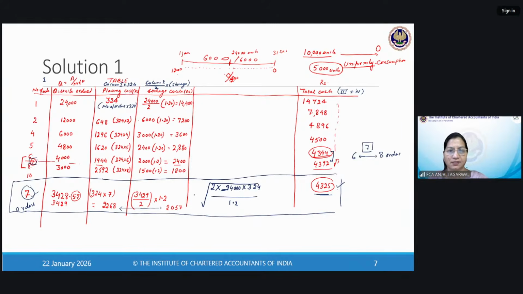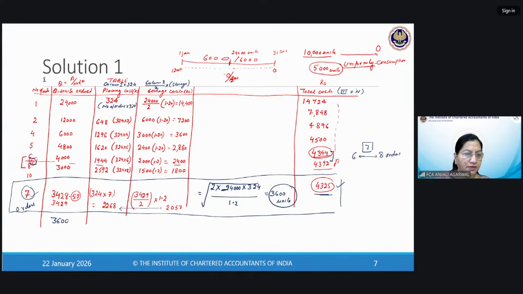So what do you get as answer? This is your EOQ. 2 into 24,000 into 324, divide by 1.2 and under the root. We will use calculators for this, and the answer comes out to be 3,600 units. So that will be the most appropriate answer. How many units should be ordered at a particular point in time? 3,600 units. Now let's work this table backwards.